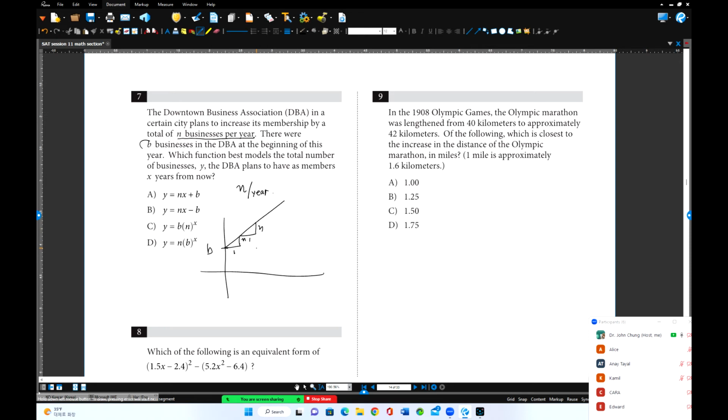Which function best models the total number of businesses Y? They use Y and X years. We know that Y equals N times X, where X is years, plus the initial B. Choice A is the answer. N is the slope. B is Y initial, the Y intercept.